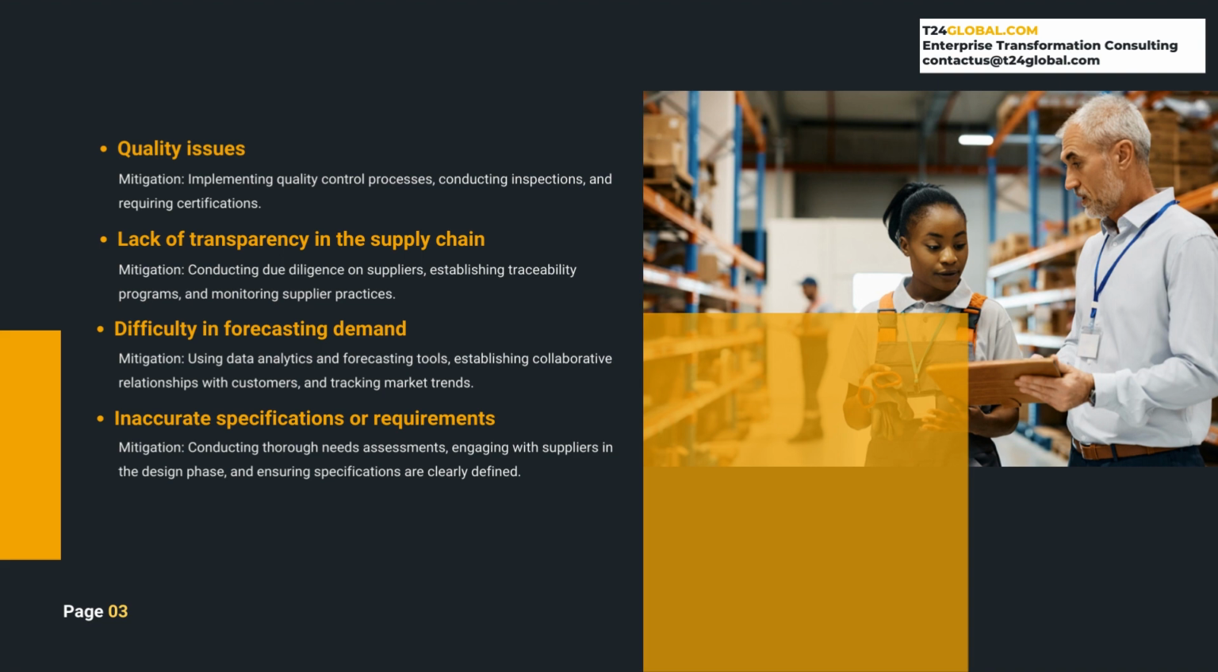Inaccurate specifications or requirements can lead to procurement of materials that are not fit for purpose, resulting in increased costs and production delays. To mitigate such risks, organizations need to conduct thorough needs assessments, engage with suppliers in the design phase, and ensure specifications are clearly defined. This can involve setting up requirements gathering processes and conducting workshops with suppliers.